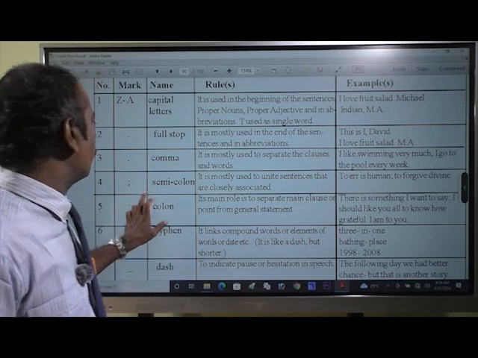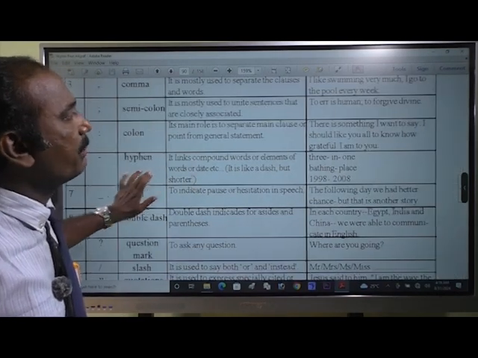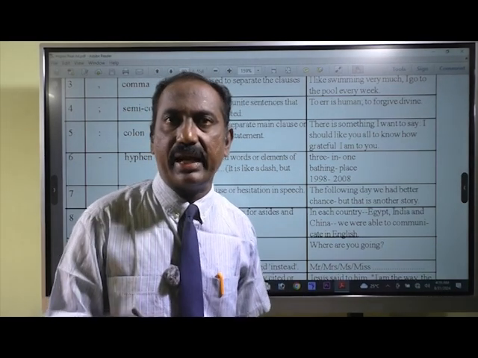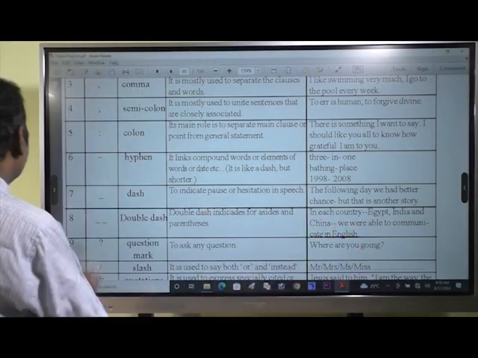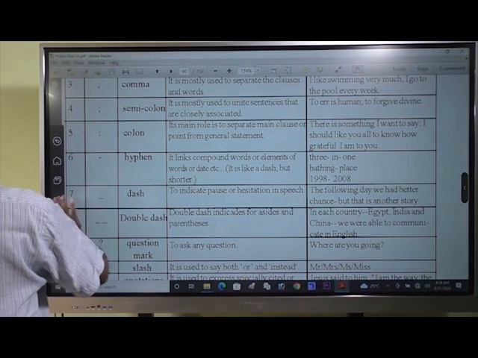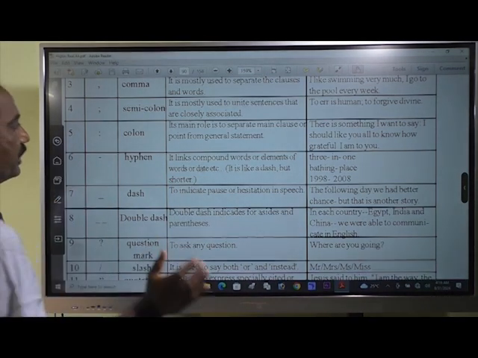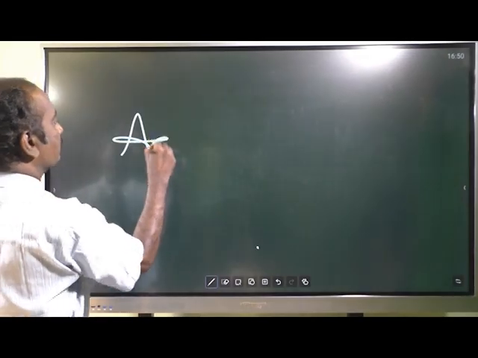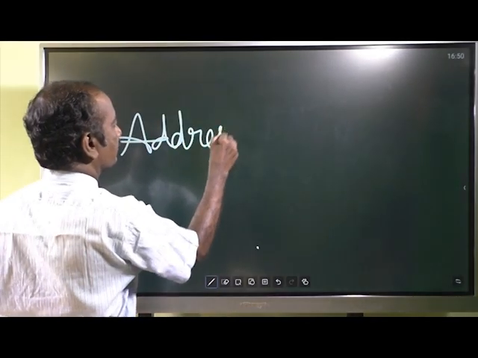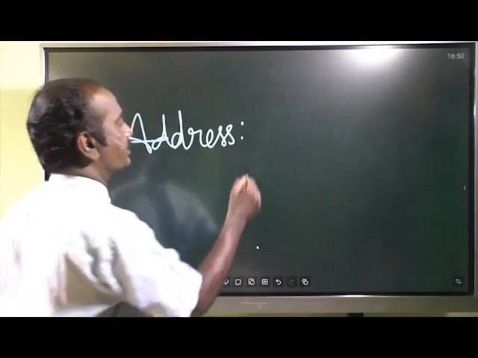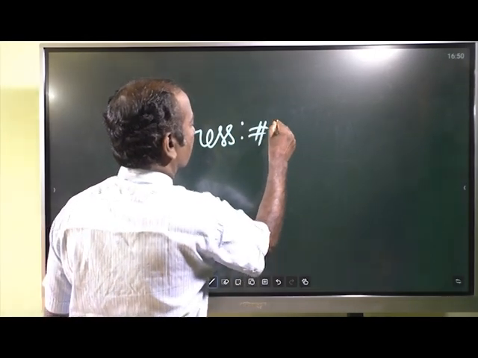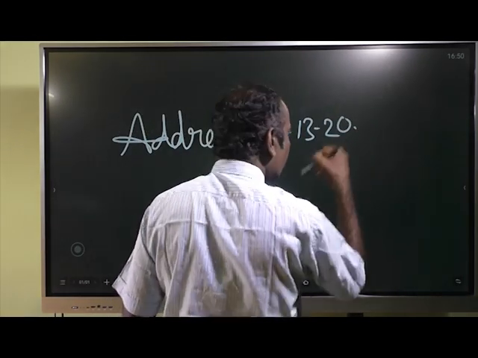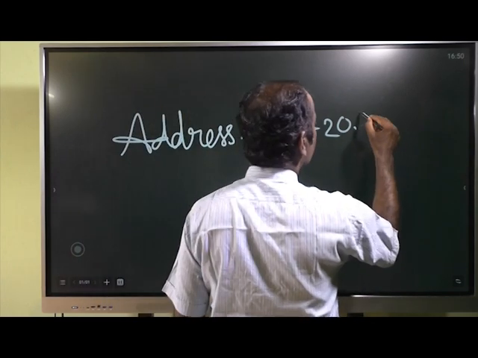There are many ways to separate in this way, but this is the best method. Before giving an address, we usually write the address and mention it in this way. I will show you a method. Just wait for a while. See here, how is the colon used? We give a colon and we write 11-13-20, comma, Yesupadapuram.